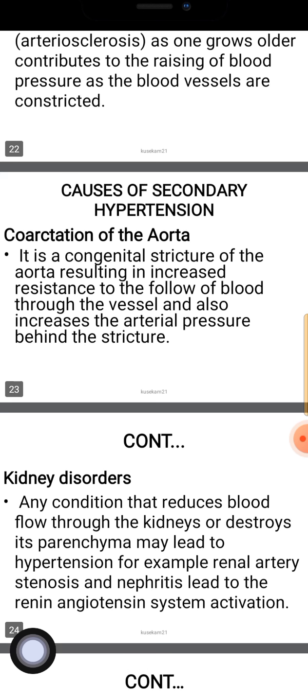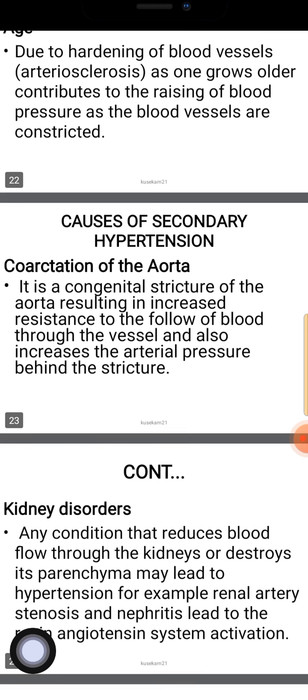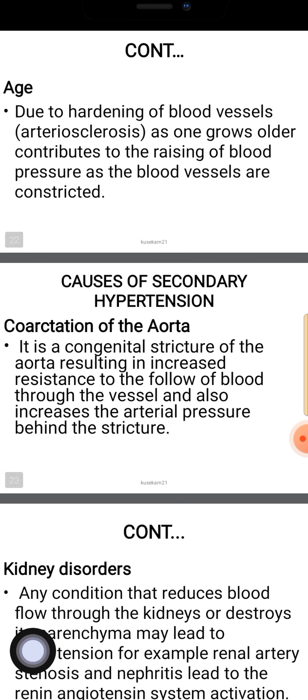So we are done with the predisposing factors of primary hypertension, where we talked of alcohol, smoking, age, and all those predisposing factors that we have mentioned.